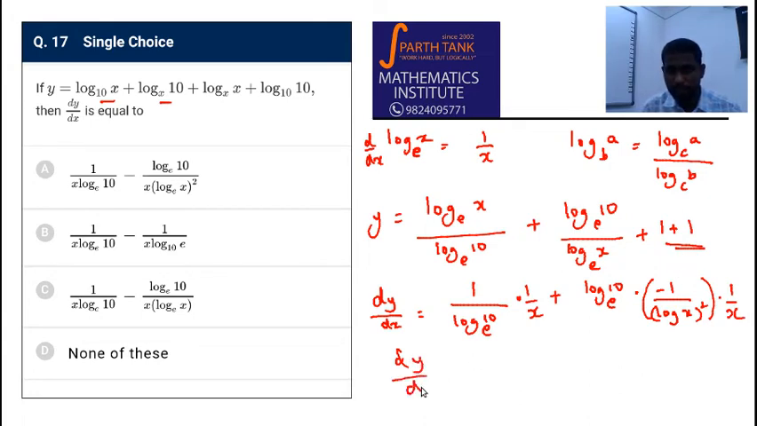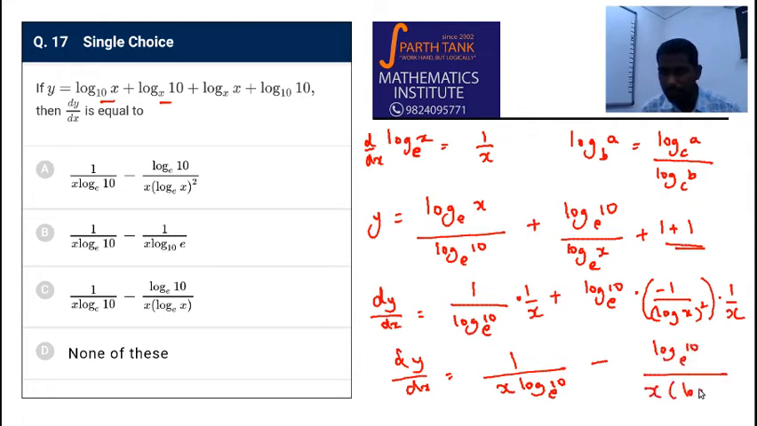So dy by dx can be written in a neat form as 1 by x log 10 base e minus log 10 base e by x times log of x base e the whole square. So this is option A, 1 by x log 10 base e. Yeah, so this is option A.